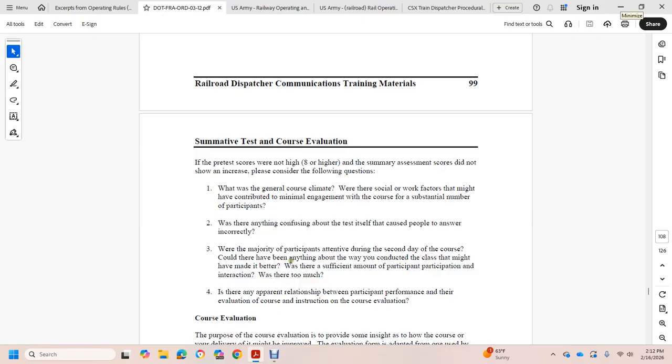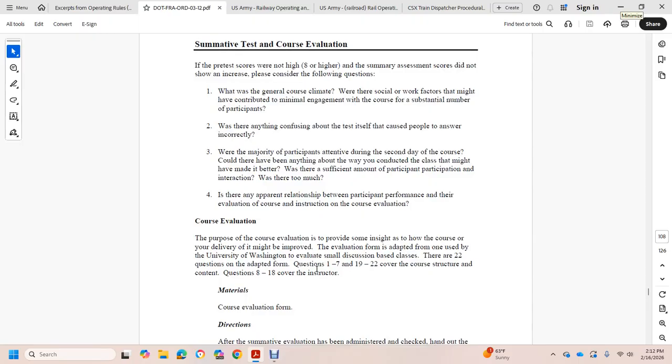Could there have been anything in the way the class was conducted? Was there too much participation and interaction? Is there any apparent relation between the participants' performance and their evaluation of the instruction and course?